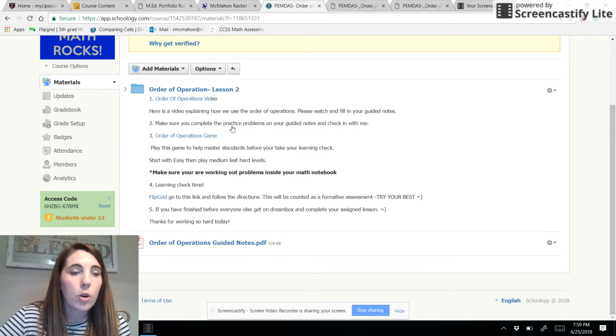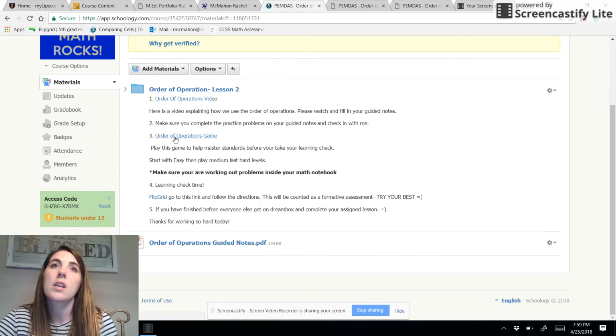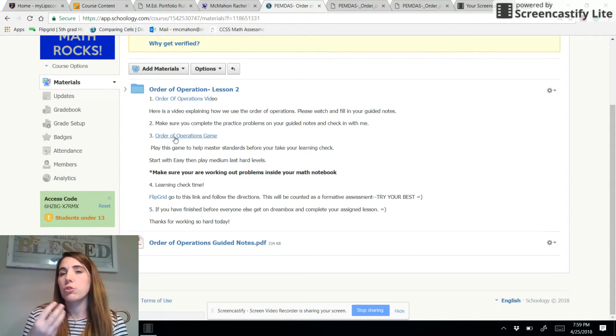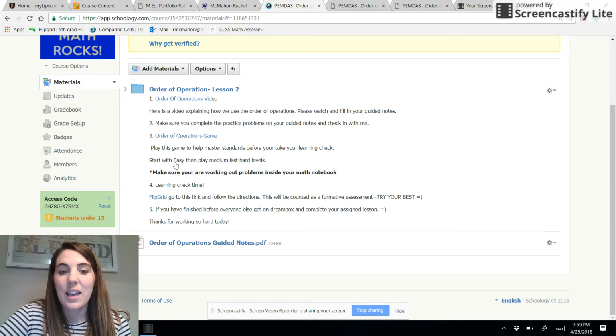If they're ready to go after they've checked in with me, they're going to go to number 3, which is a game online, and it just takes them through levels. There are 3 levels: easy, medium, and hard, and that's just a way to practice their learning of the order of operations. And then the last thing is that they're going to have to do a Flipgrid.